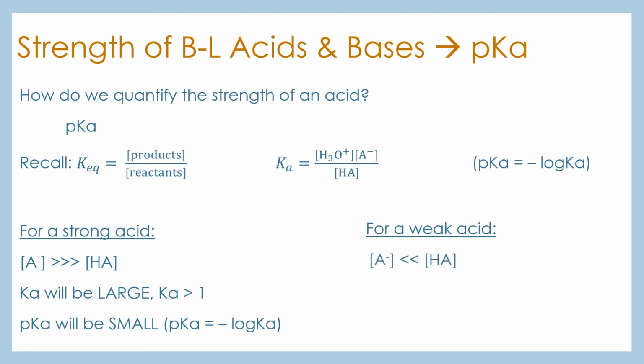For a weak acid, the concentration of the conjugate base is much, much less than the concentration of the acid, because a weak acid is not going to dissociate. So you're going to have a lot of the acid left over, potentially. This means that Ka will be small, probably a decimal, which means pKa will be large.